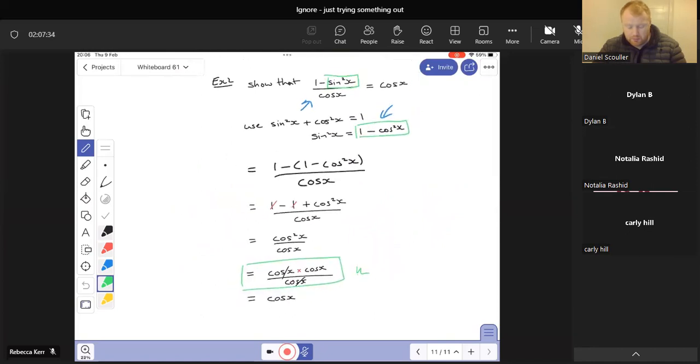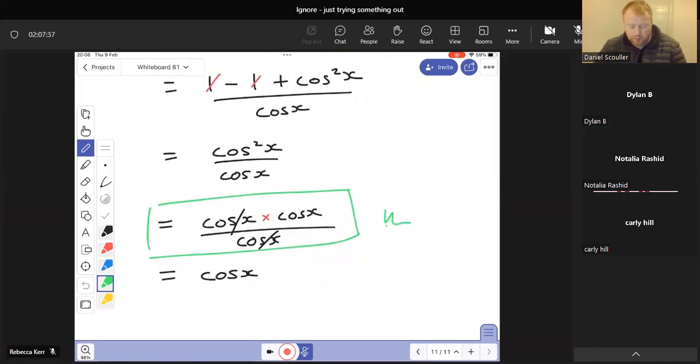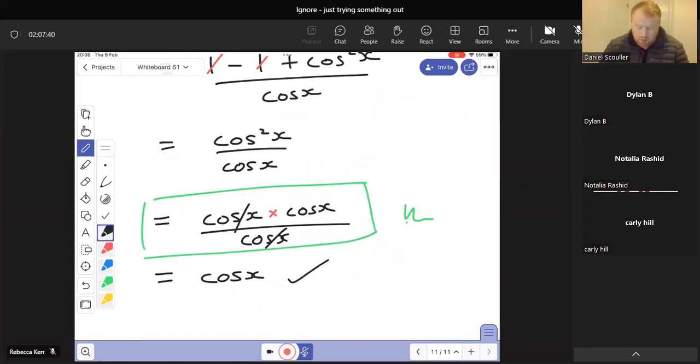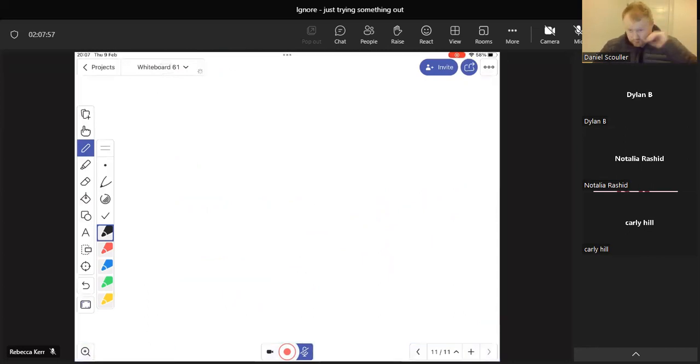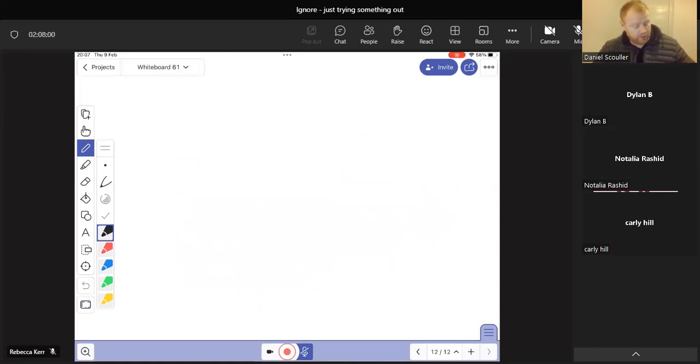Pretty horrible, but again, using one of the relationships, we've proved the left-hand side can be simplified down to equal that right-hand side. And there we go. Few more. I'll do as many as possible.